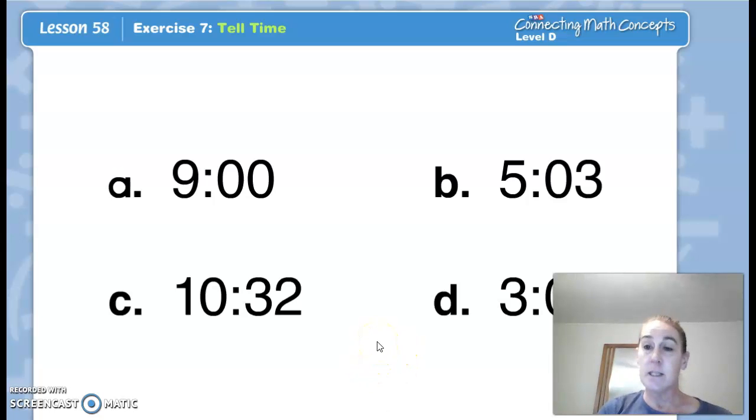We've been practicing telling time to the minute. So for now, let's just practice reading these times. But during the actual lesson, I'll be dictating sometimes for you to write. So let's just practice reading them right now. So letter A reads 9 o'clock. Letter B reads 5:03. Letter C reads 10:32, and letter D reads 3:06.